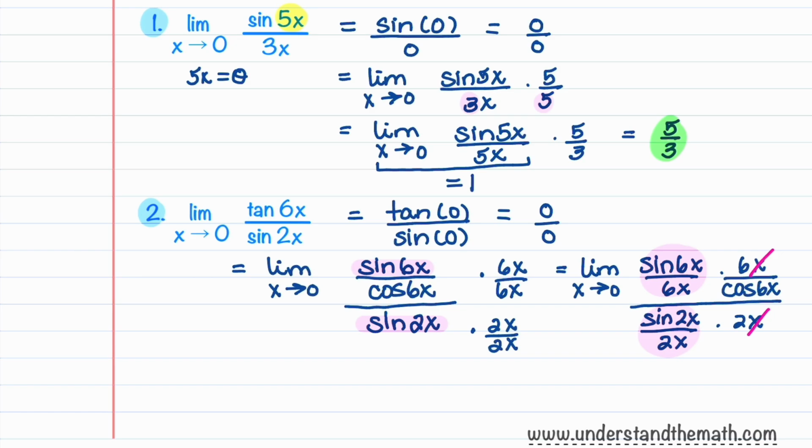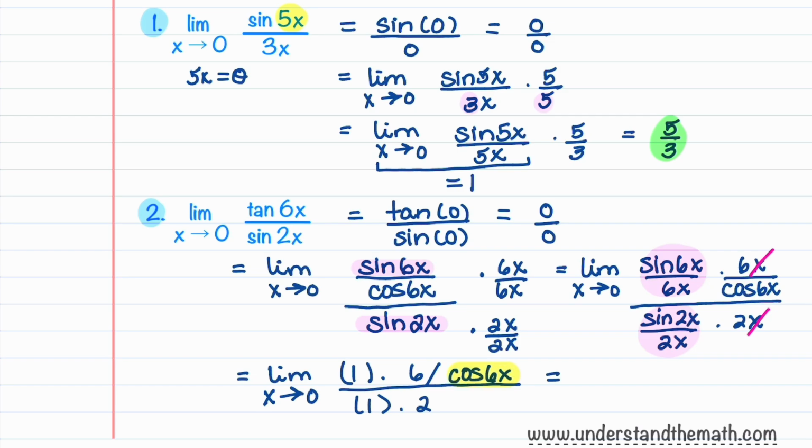So what we're left with is the limit as x goes to 0 of 1 times 6 divided by cosine 6x, all divided by 1 times just 2. Cosine of 0 is equal to 1, so this is just 6 over 2, which is equal to 3. And 3 is the value of our limit.